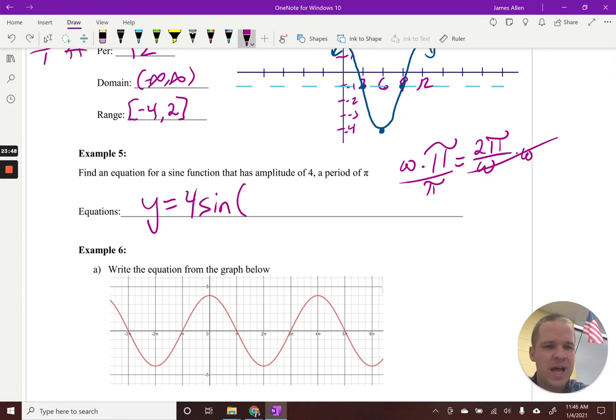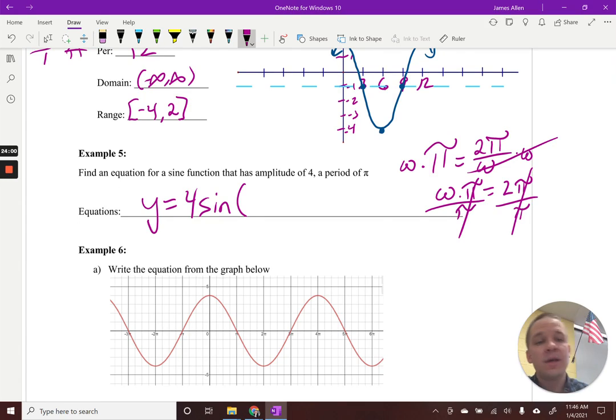I feel like that's a little sloppy math here. I should rewrite that. And when I divide by pi, we can see that those pi's are going to cancel. So my period multiplier is going to be just 2. It doesn't give us a variable, so we can just go 2x, or if we wanted, we could go 2 theta if we want to be cool, right? There we go. That's all we needed for that one. Not too bad.